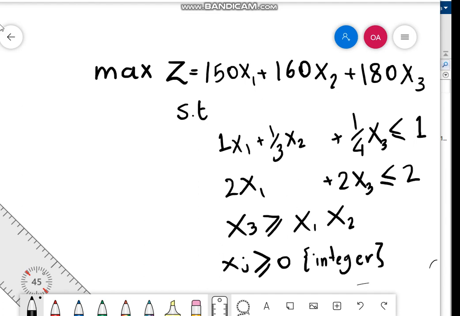So in this video we will solve an integer linear programming problem where one of the constraints is nonlinear using MATLAB. Suppose you have a maximization problem where you're going to maximize z equal to 150x1 plus 160x2 plus 180x3, subject to 1x1 plus 1/3 x2 plus 1/4 x3 less than or equal to 1. The second constraint is 2x1 plus 2x3 less than or equal to 2.